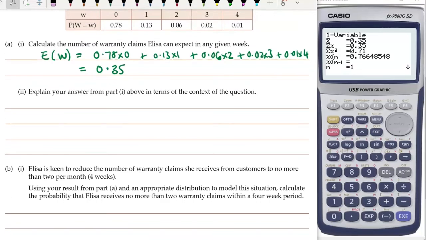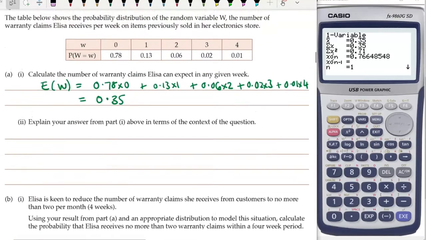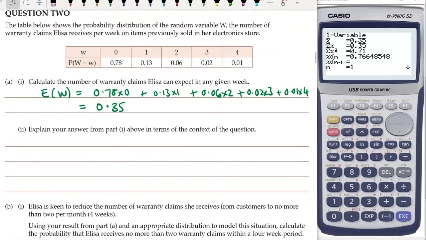Okay, now explain the answer from part I in terms of the context of the question. So we are talking about the number of warranty claims Elisa receives per week on items previously sold in her electronics store. So she can expect an average of 0.35 per week.